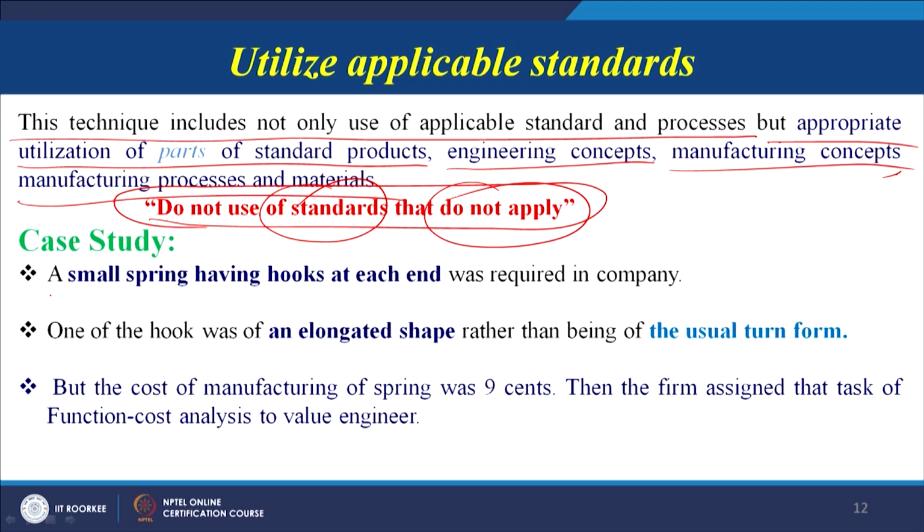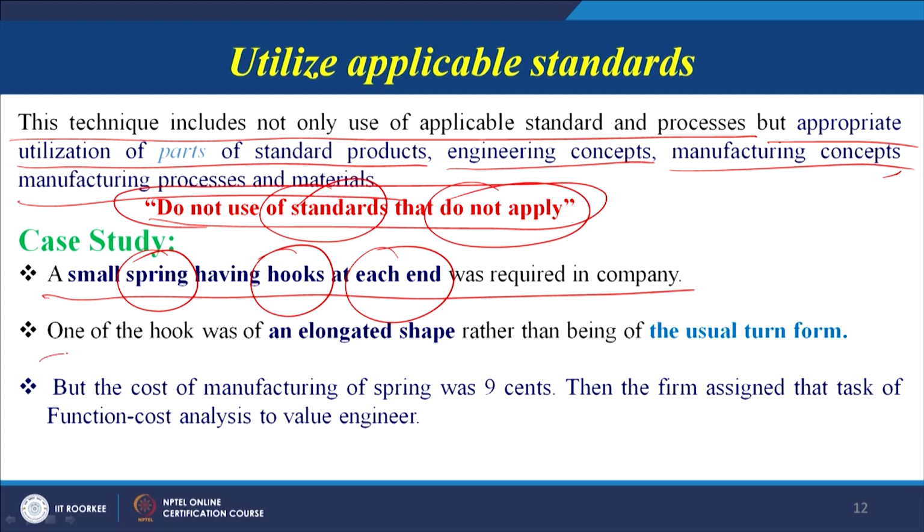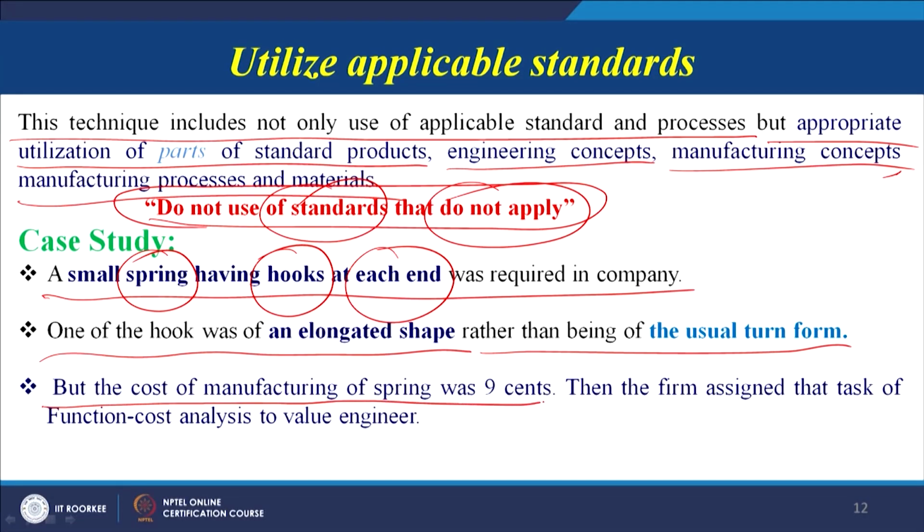So, let us take a quick case study. A small spring having hooks at each end was required in a company. So, you can see it is a spring, it must have hooks at each end. One of the hooks was an elongated shape rather than the usual turned form. We will see it with the help of a diagram in the next slide. But the cost of manufacturing of the spring was 9 cents. Then the firm assigned the task of function cost analysis, which we have already seen, to a value engineer.